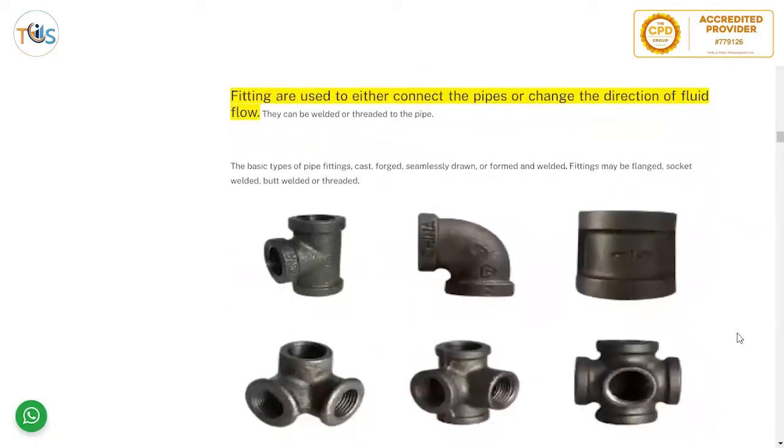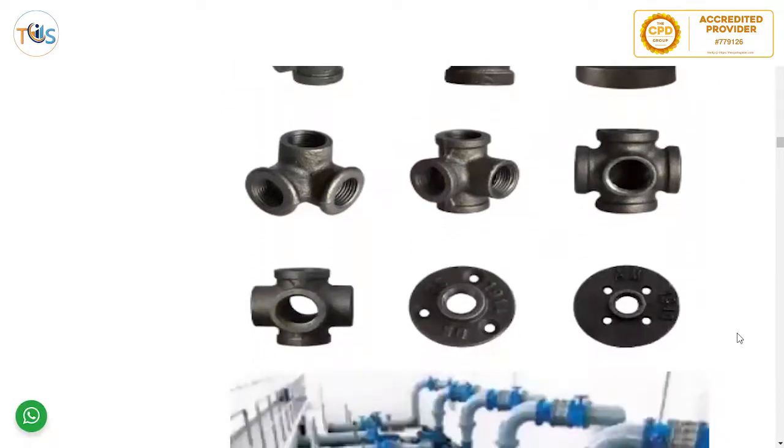We have several fittings used to either connect the pipe or change the direction of fluid. That is the job of a fitting, either connect two pipes or change the direction. Basic types of pipe fittings: cast, forged, seamlessly drawn, or formed and welded. Fittings may be flanged, socket welded, butt welded, or threaded, as you can see here.